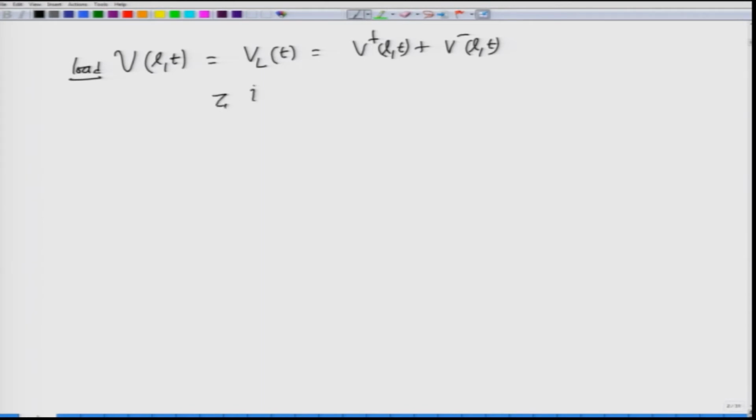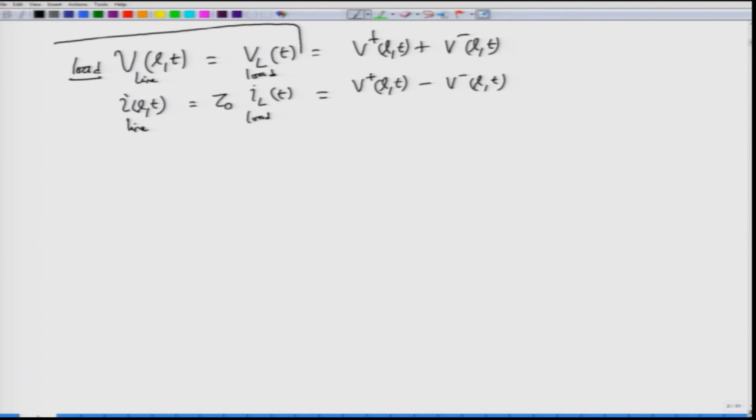Similarly, Z0 times IL of t, I have just moved Z0 onto the left hand side of IL of t to avoid writing a fraction here, but you can clearly see that Z0 IL of t is given by V plus minus V minus, all evaluated at the load side, correct. This of course is the line current I of L comma t. So this is the line voltage, this is the line current, this is the load voltage, this is the load current, and these quantities are obviously equal when you evaluate them at the load side, and of course they are equal to these right hand side quantities.